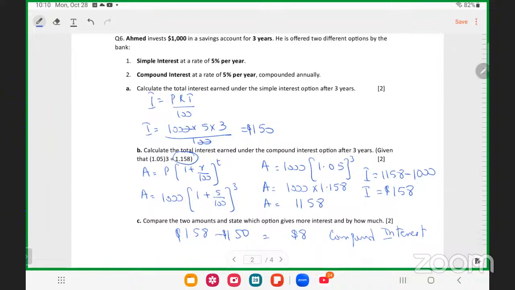Double check: 1158 is the amount. Interest is amount minus principal, that is 158. So 158 minus 150 is 8.